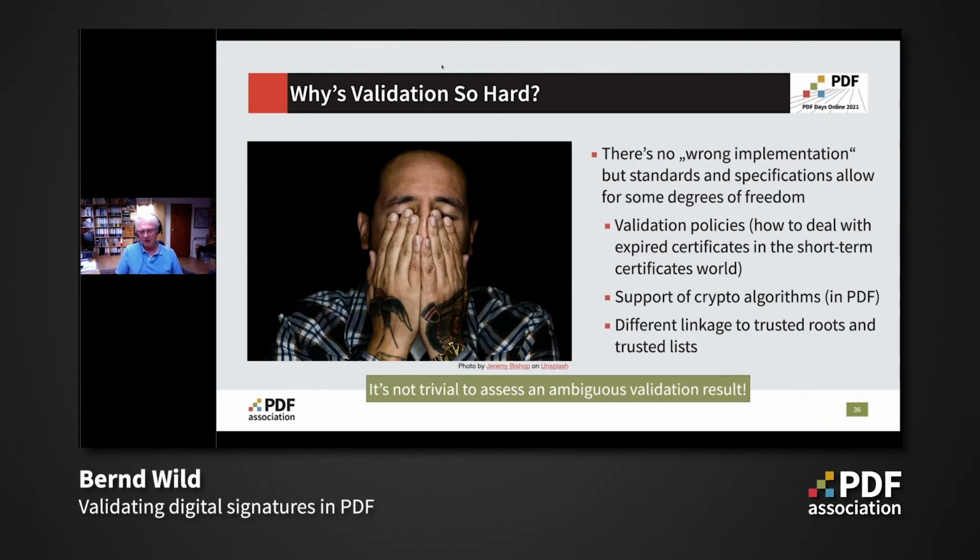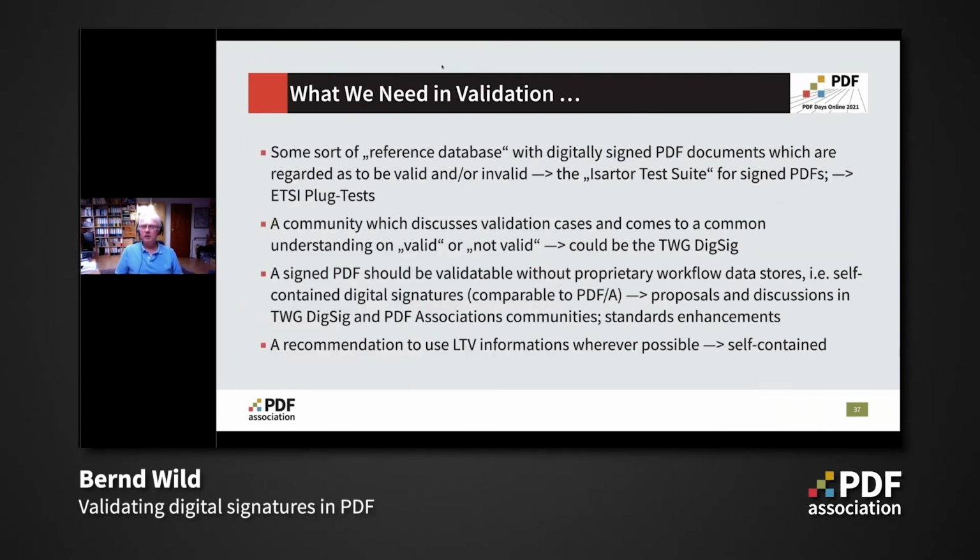Others ignore them, or they only rely on the European trust lists. So it's not very trivial to assess an ambiguous validation result, and you have to take a very careful look at the result on this. Okay, finally, I came to the end of what we need in validation.